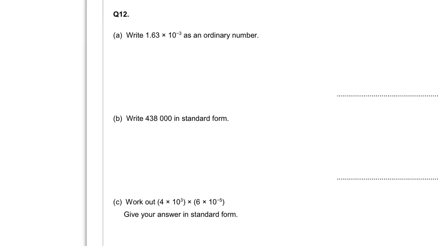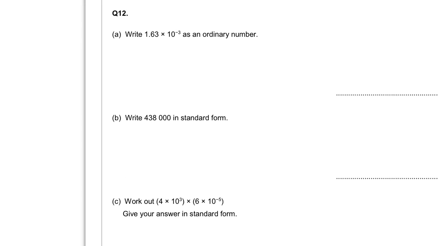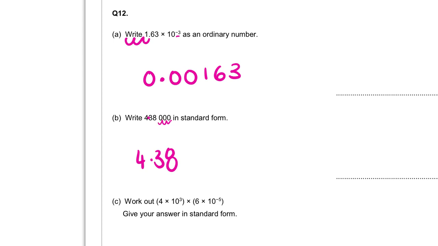Okay, question 12, standard form. So first of all, ordinary number: 10 to the -3, so we know it's a decimal, so 1, 2, 3. So 0.00163. Nice and simple. Then, standard form: remember we need a number between 1 and 9, so 4.38. If I put the decimal point here, it came from here originally, so it's 1, 2, 3, 4, 5. Times 10 to the power of 5. And again, double check it on your calculator. You will get the right answer.